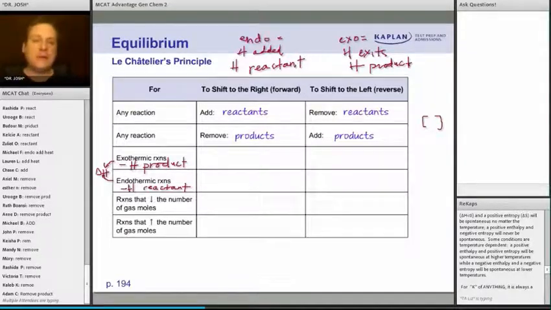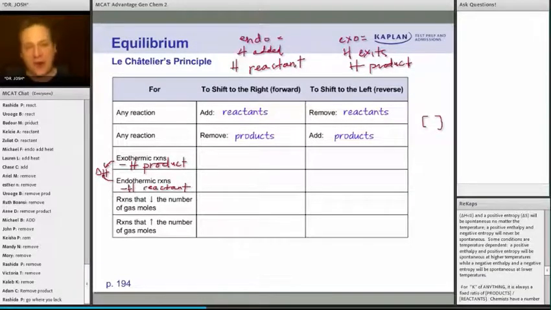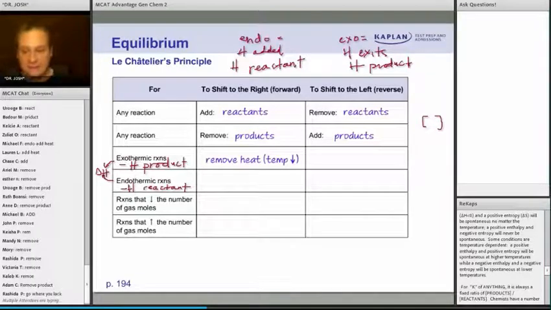If I want to go to the product side, I need to remove product. Add product, go reactant. Remove product, go product. Add, go to the other side. Remove, go to that side. So if I want to make it go to the right in an exothermic process, I need to remove heat, decrease the temperature, remove that product. If I want to shift to the reactant, I add heat, add product. Add, go to the other side, remove, go to this side.